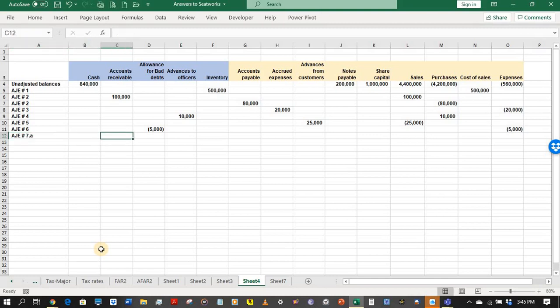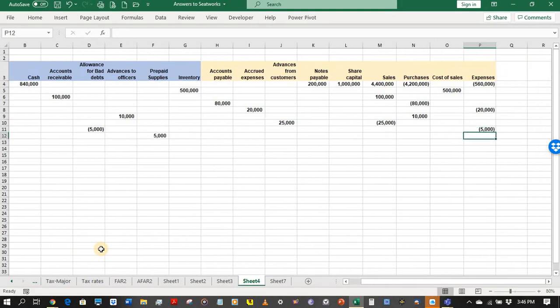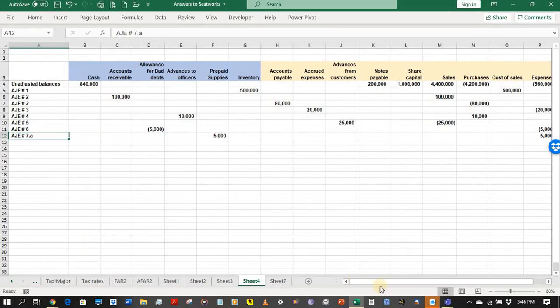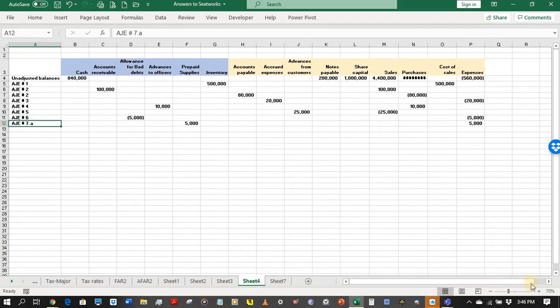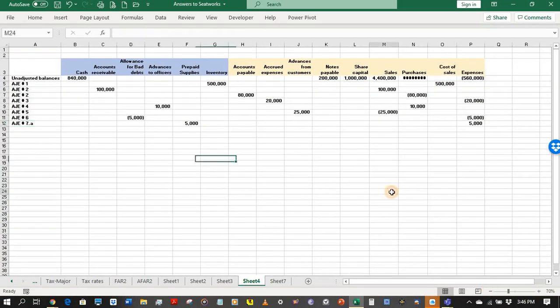7A. So, debit tayo, prepaid supplies. Since wala tayong prepaid supplies na account title, maglagay tayo prepaid supplies. Debit, 5,000. Tapos, credit expenses, 5,000. Di pa rin kita. Sige, pwede na yan.